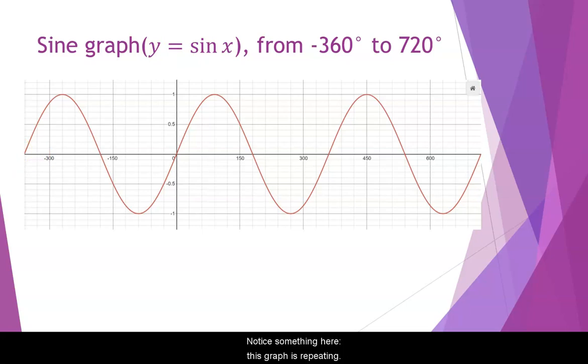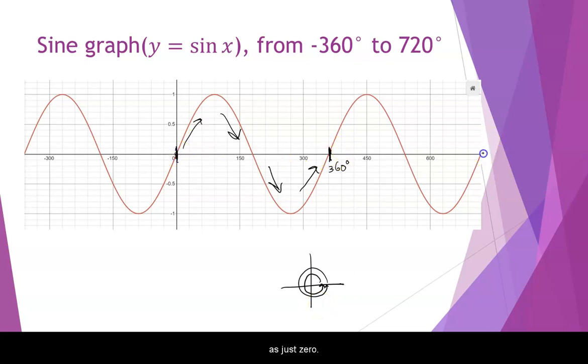And notice something here. This graph is repeating. If we start at 0, I see that it's going up, and then down some more, and then up, and then it starts repeating. Up, down some more, and then up. So there's a period ranging from 0 to 360 degrees. This ties back to the idea that every 360 degrees, the graph just starts repeating. That 720-degree angle was the same as a 360-degree angle and had the same value as just 0.